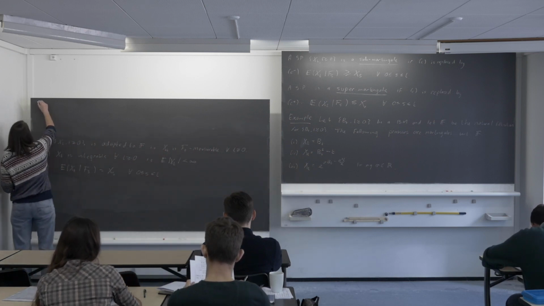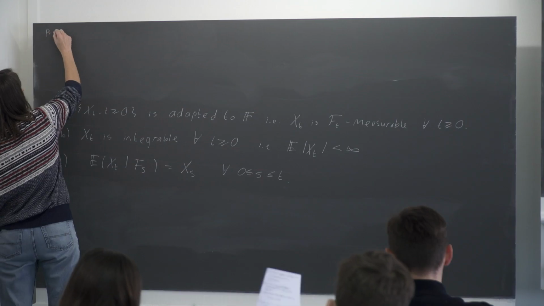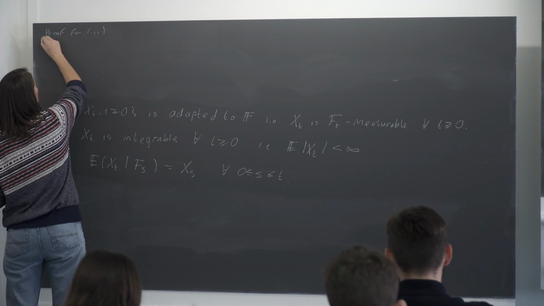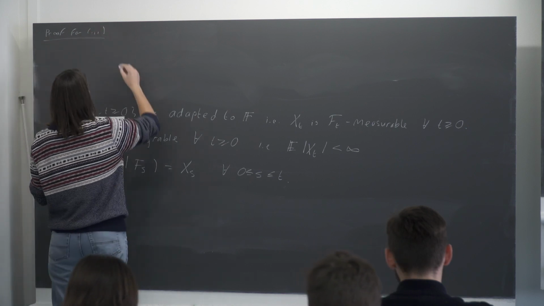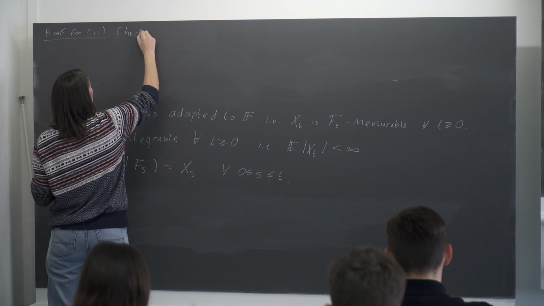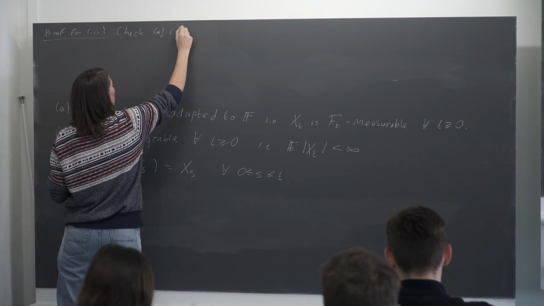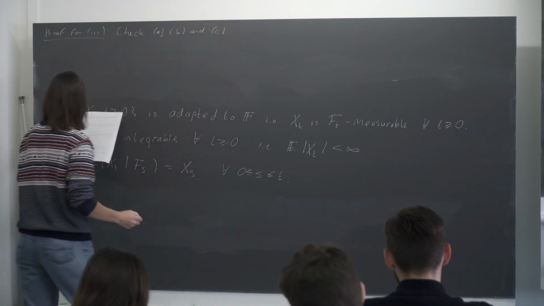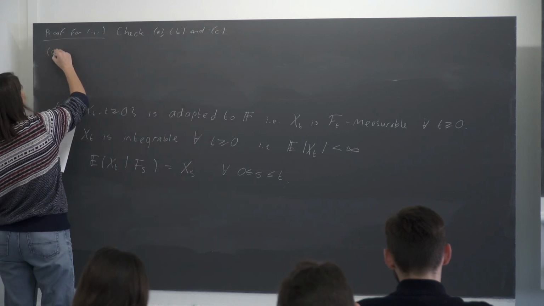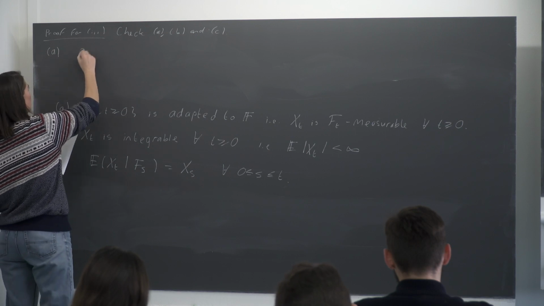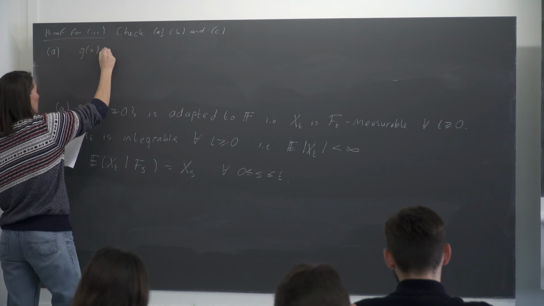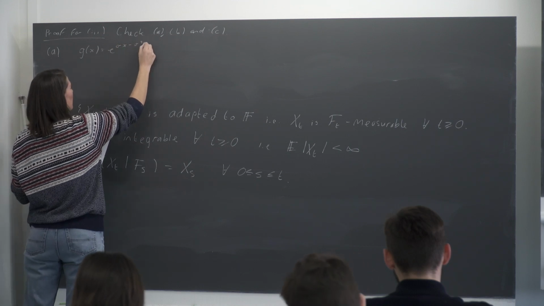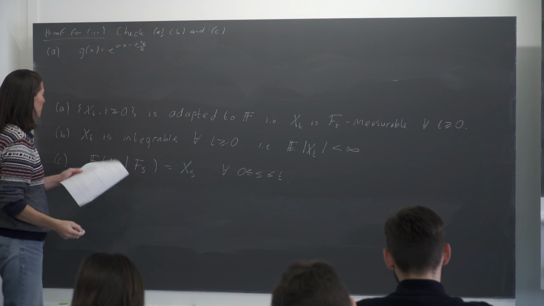So, proof for part 3. First of all, we're going to check A, B, and C. Okay, so for part A, let's define g of x to be equal to e to the sigma x minus sigma squared t over 2.